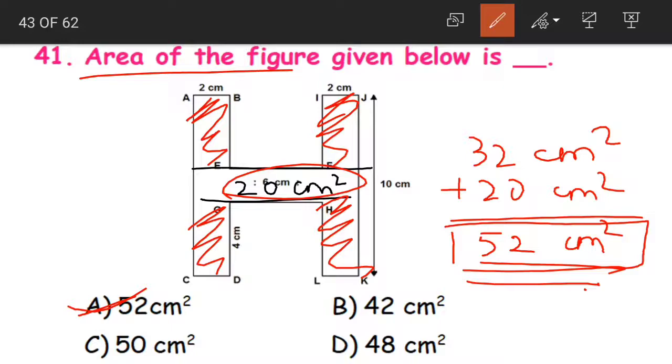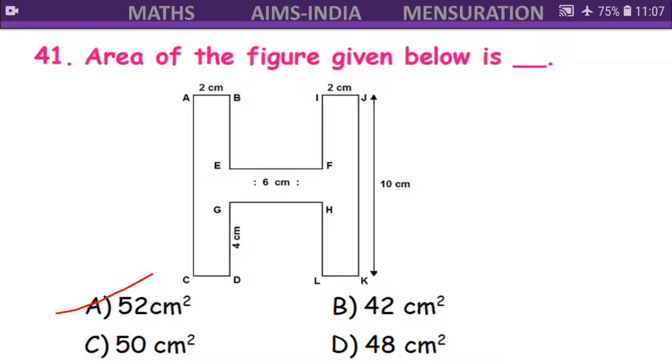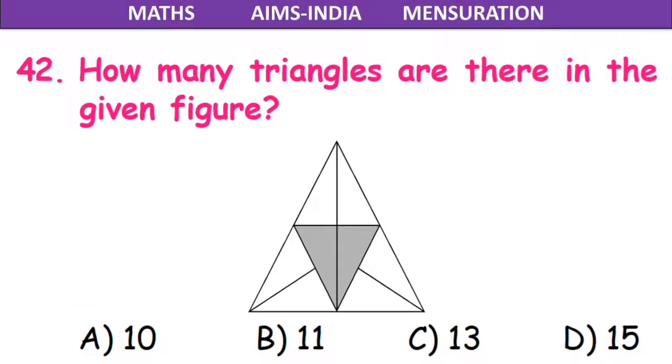Clear, children? You have to be a little creative while solving these questions. You have to carefully divide the figure into rectangles and then find out, what should you find out? Then find out the area of the figures. Yes? What is the correct option here? The correct option is option A, 52 centimeter square.